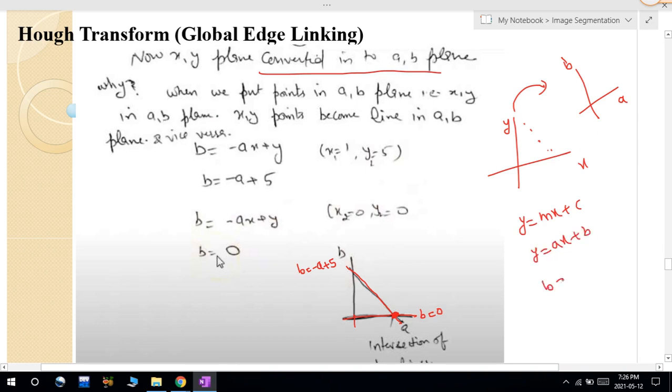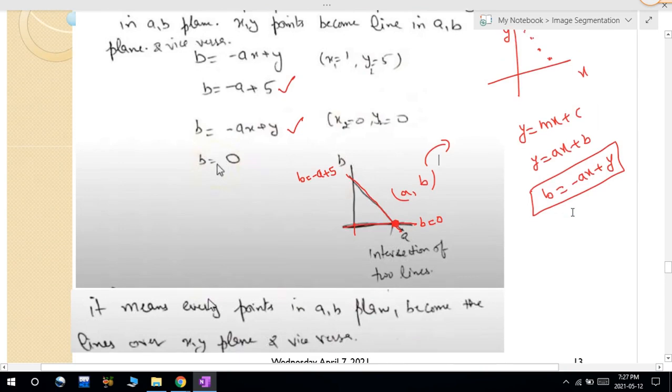So now b is nothing but minus ax plus y. So this is the AB plane equation. In case of this AB plane equation, for each edge point I will substitute into this equation. After substituting, I will draw the lines, and wherever we get the intersection point, I will get those slope values, the a, b values. After getting those slope values, I will substitute the AB values in the original image equation, so that I can find out whether those points are in the edges or not.